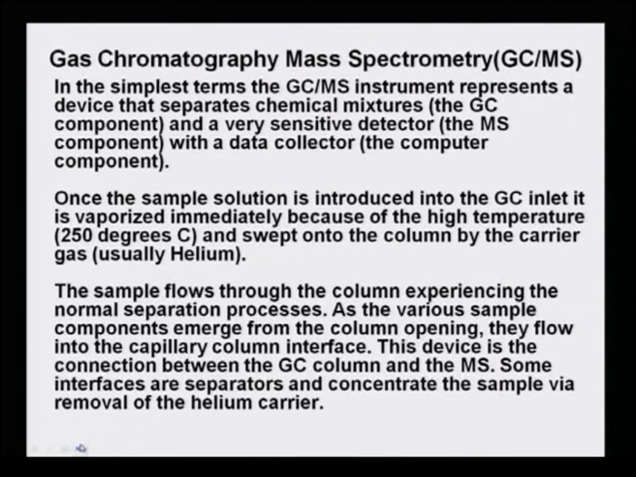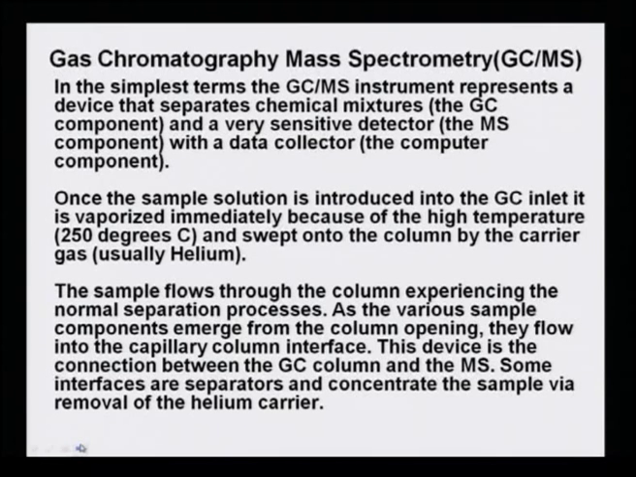In the simplest terms, the GCMS instrument represents a device that separates chemical mixtures, that is the GC component, and a very sensitive detector, that is the mass component, with a data collector, which is a computer component. So, basically it is made up of 3 components. We have already learnt about GC, that is the gas chromatography. Now, today we will learn a little more about the detector, which is called the mass detector, and how this data is collected and interpreted.